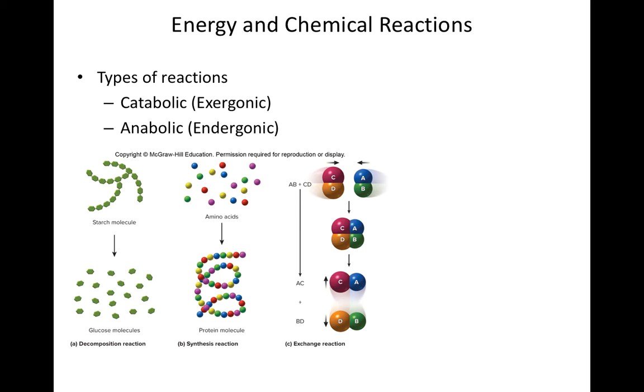Catabolic reactions are going to break something down. You're going from large to small. You're going from a polymer to a monomer. Anabolic are going to build things up. You're going from small to large. You're going from monomers to polymers. Catabolic and anabolic reactions, when you add them together, are what is termed metabolism. So all of the catabolic plus all of the anabolic reactions in your body, that is what equals your metabolism, or the sum of all chemical reactions in a cell or an organism.